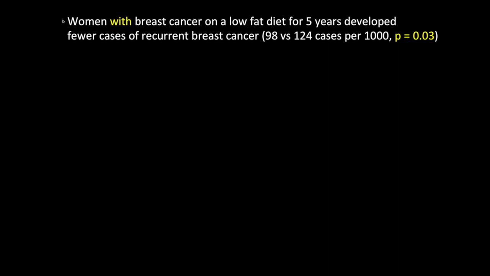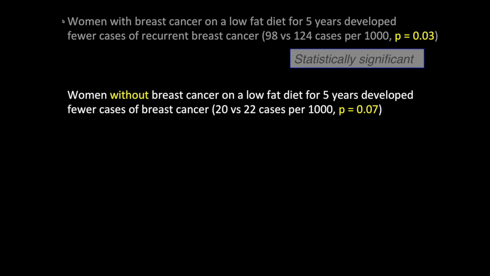Women with breast cancer on a low-fat diet for 5 years develop fewer cases of recurrent breast cancer. 98 versus 124 cases per thousand, p equals 0.03. Well, that's statistically significant, right? The p-value is less than 0.05. Now consider this. Women without breast cancer on a low-fat diet for 5 years develop fewer cases of breast cancer. 20 versus 22 cases per thousand, p equals 0.07. How do we judge that? Well, we say that's due to chance.